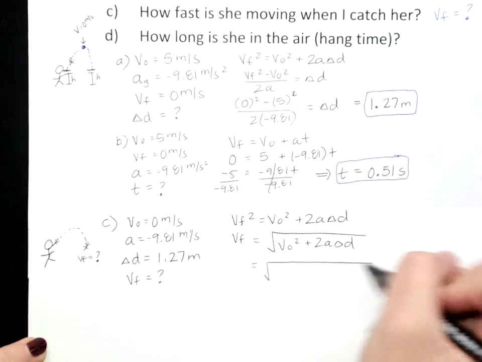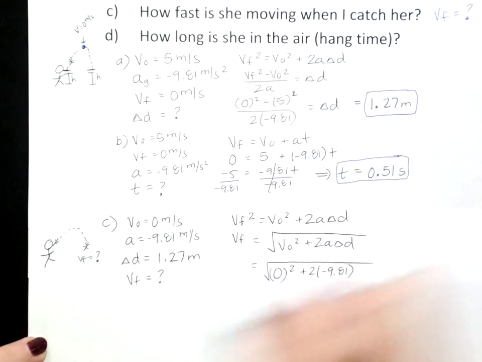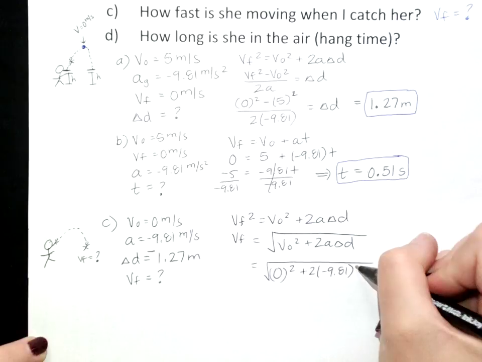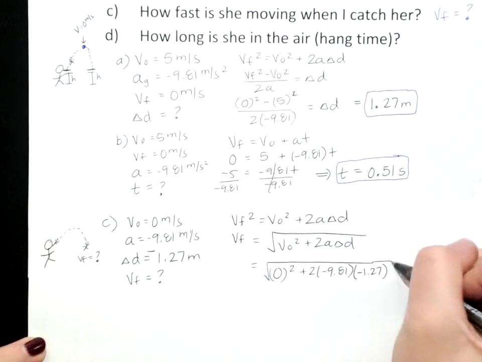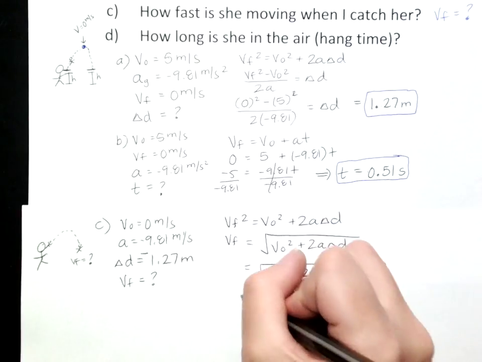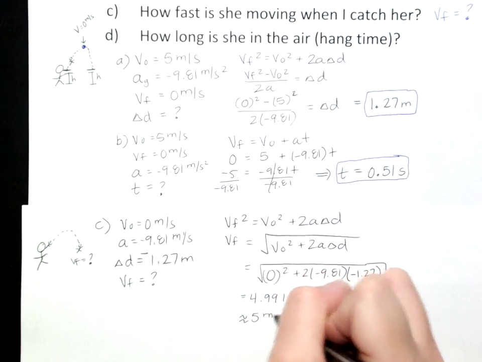And we get the square root of 0 squared plus 2 times negative 9.81. And delta D is actually a negative because of the displacement. It's the difference between start and finish. So we get negative 1.27. Go ahead and put that in your calculator. You should get the square root of 24.9. You get 4.99, approximately 5 meters per second.